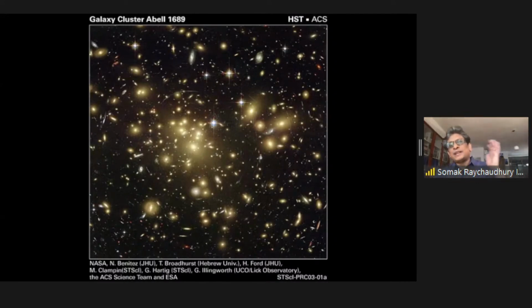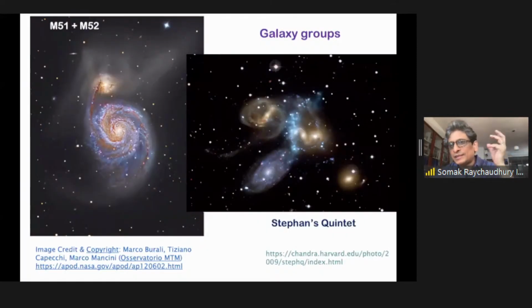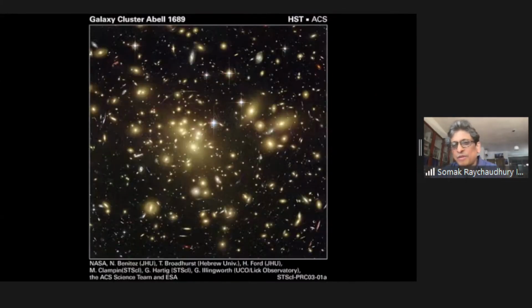So on one end, you have the local group, 2 galaxies. You have M51 with 1 big galaxy and 1 small galaxy and lots of dwarfs. Not using the dwarfs. In this case, you have 4. And in this case, you have close to 500 of them. And that's a very rich cluster.